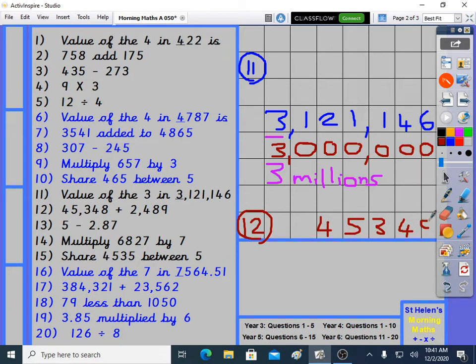45,348. So this is a big addition here. Plus, careful with the lining up, 2,489. No decimals to worry about, so we line up down the right. We'll have this little menu bar down the right. And then I'll just check my digits. 4, 5, 3, 4, 8, 2, 4, 8, 9. Make sure you copy them correctly. And then we'll add.